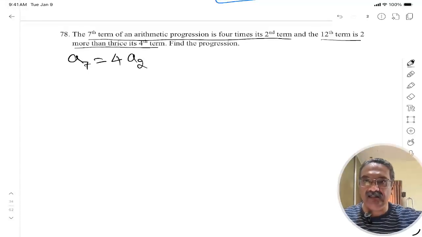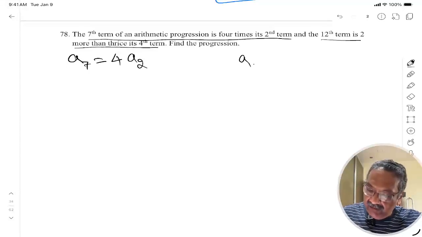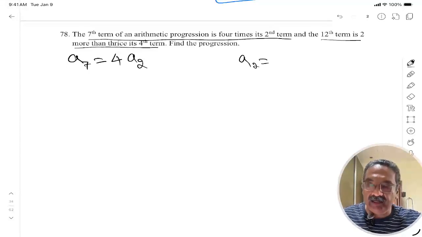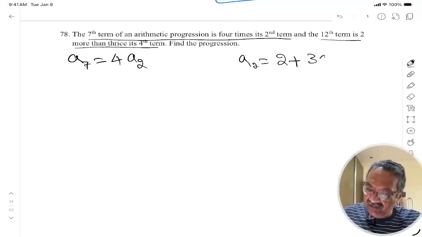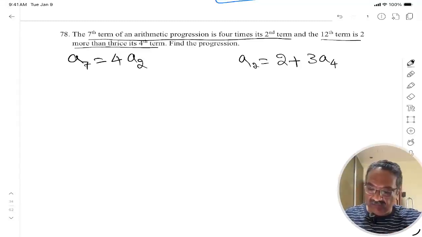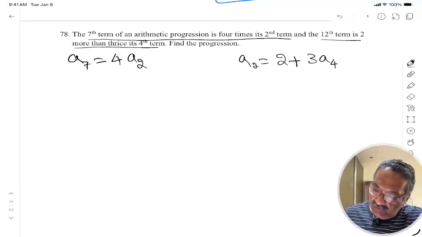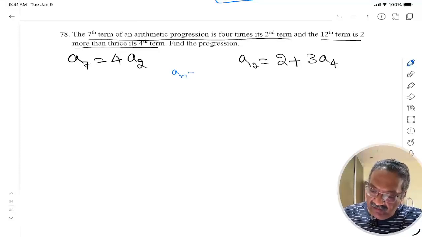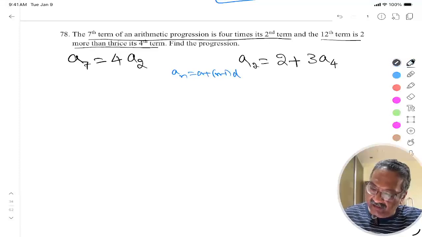It's just English. If you read it carefully, you will understand. The 12th term, that is A12, is 2 more than thrice its 4th term, that is thrice A4. Find the progression. Okay. So we'll just apply the formula. We are very confident, if you have solved up to here, that An is equal to A plus n minus 1d. So directly I can write it off.